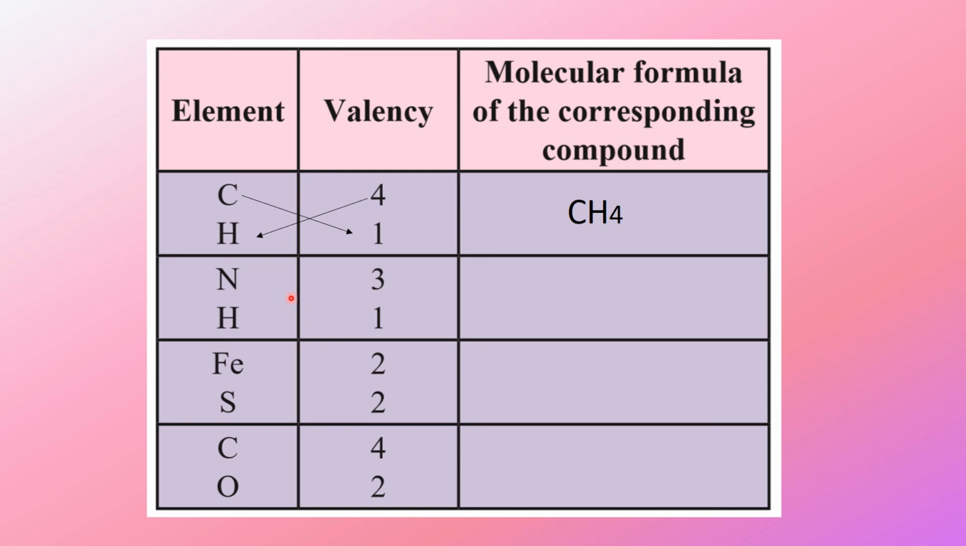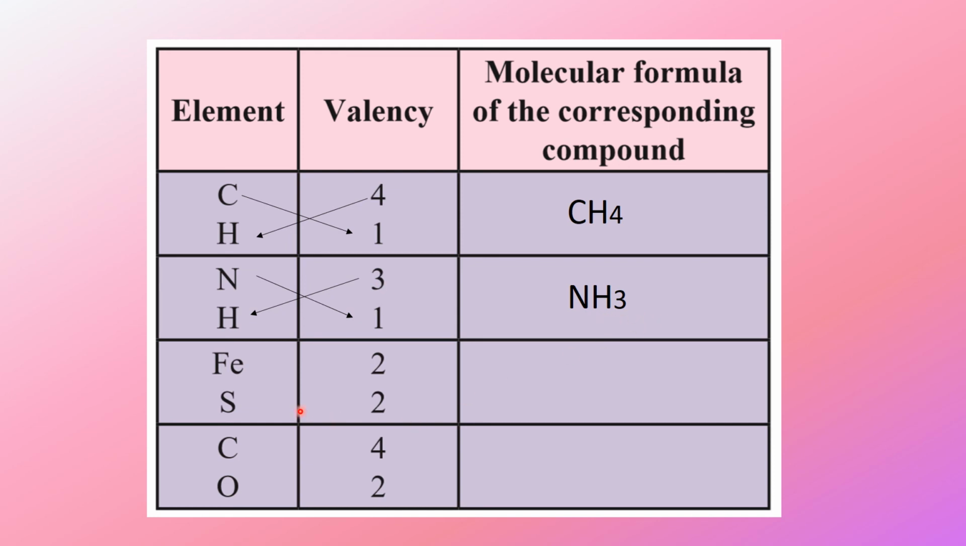Next elements, that is nitrogen and hydrogen. The valency of nitrogen is 3 and the valency of hydrogen is 1. After cross multiplication we'll see that nitrogen will get 1, that is, we only have to write N, no need to write 1 here, and hydrogen 3, NH3. This is the formula of the compound.